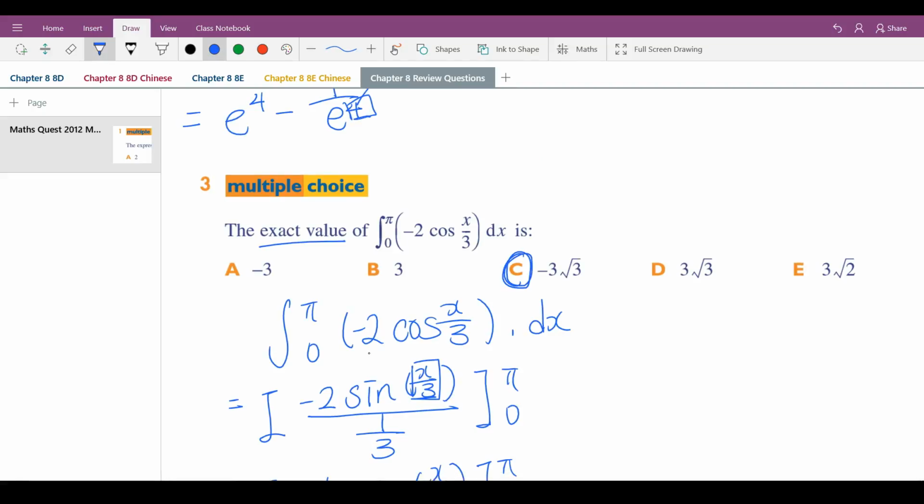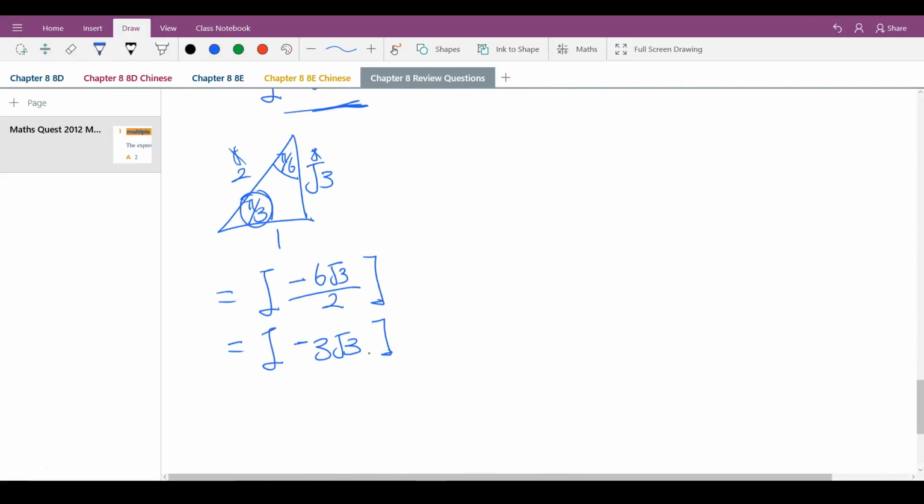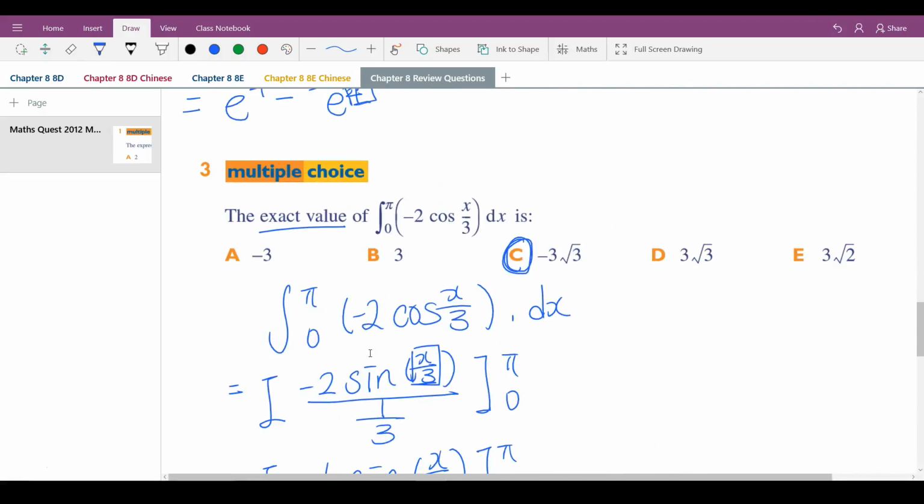I was thinking, do they actually want us to convert the root to something else? But then when I look at it, oh, the answer's right there. So they don't need me to do that. So I can just choose C.